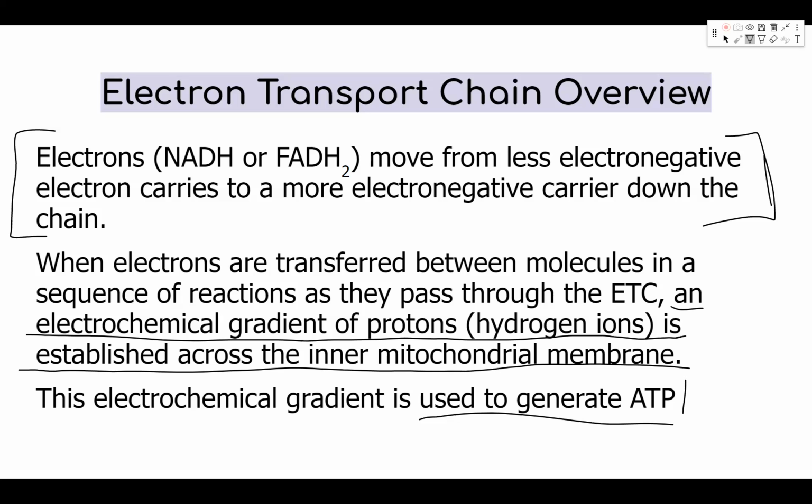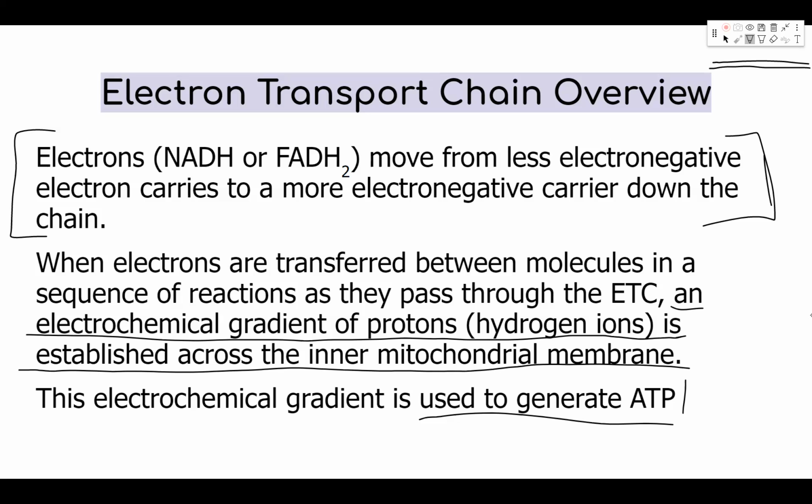So, how on earth are we going to use an electrochemical gradient to generate ATP? Well, first and foremost, do we remember what an electrochemical gradient is? Maybe a little bit. When we talked about membrane potential and membrane transport, we talked about how ions, or things, like to diffuse naturally from areas of high concentration to areas of low concentration, right? An electrochemical gradient is that difference between high and low.